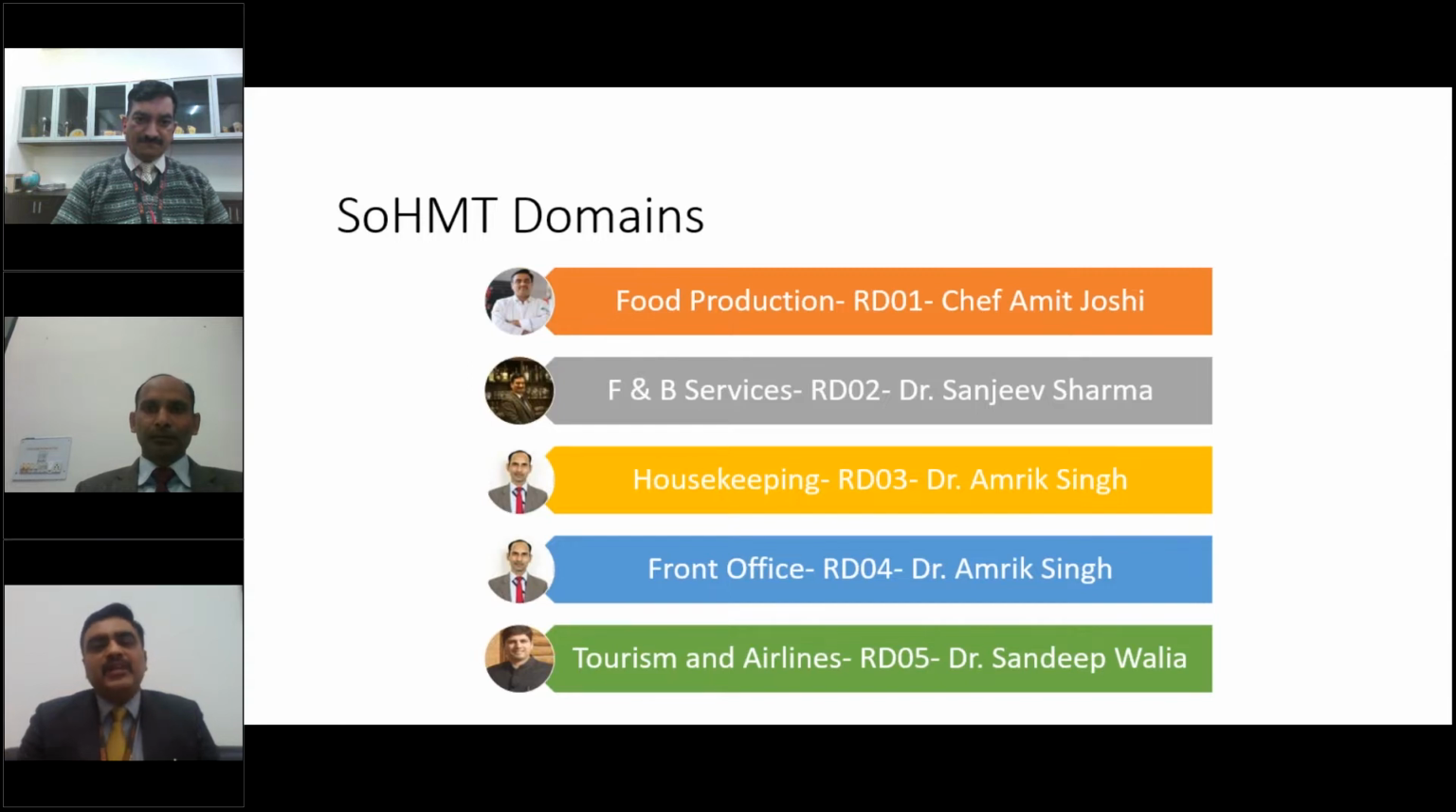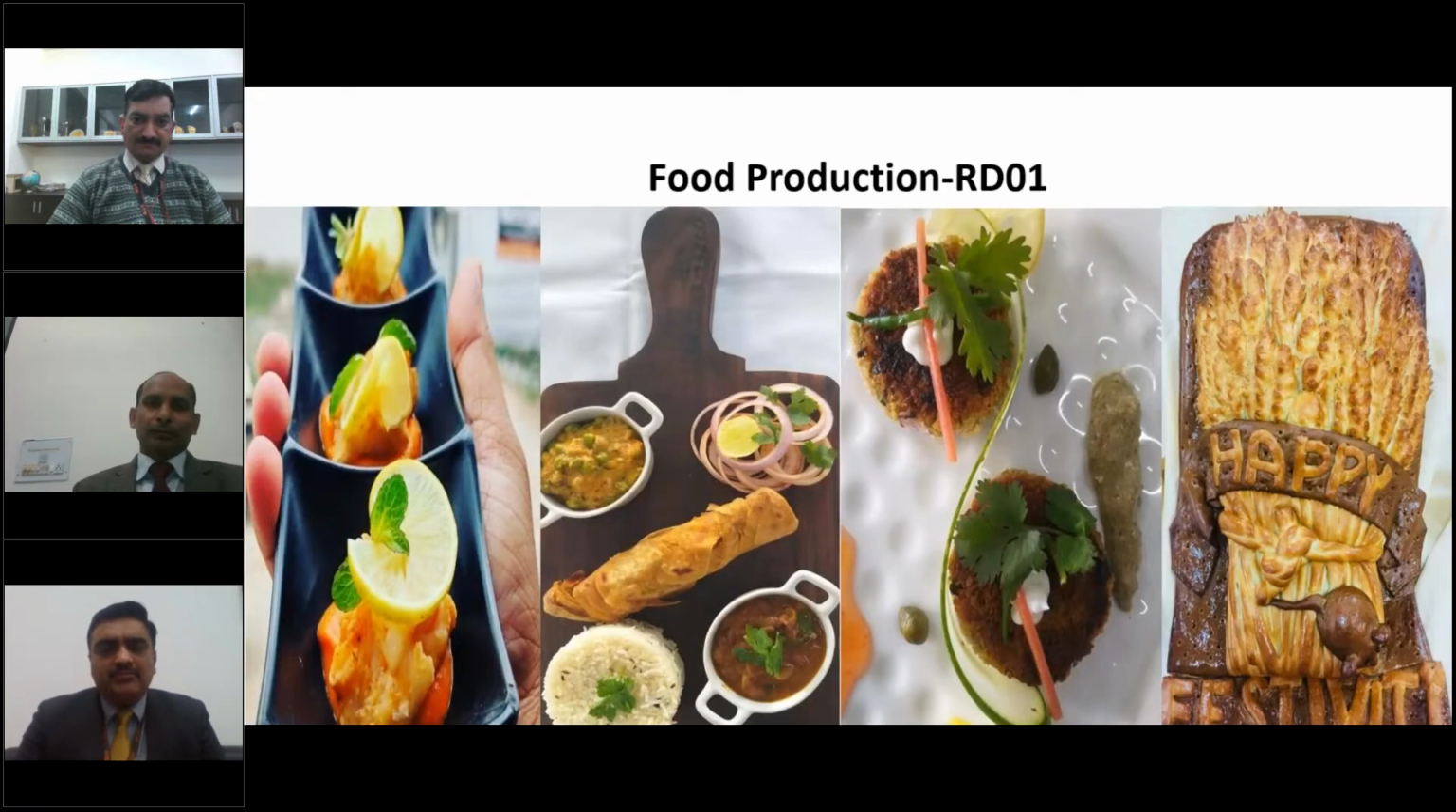Here are the details of the domain heads. RD01, that is my domain, food production. I'm taking care of this. My name is Chef Amit Joshi. For F&B service, as discussed earlier, RD02, Dr. Sanjeev Sharma. Housekeeping and front office, that is RD03, and RD04 is being taken care of by Dr. Amrit Singh. Tourism and airlines, which is RD05, the fifth domain of the school, is being taken care of by Dr. Sandeep Walia. Now here, this is a small photograph that I have put here.